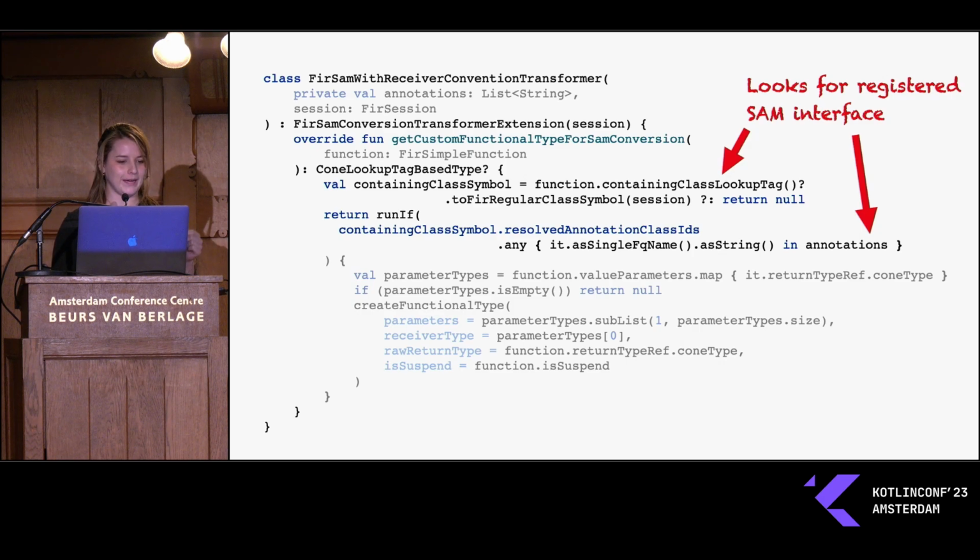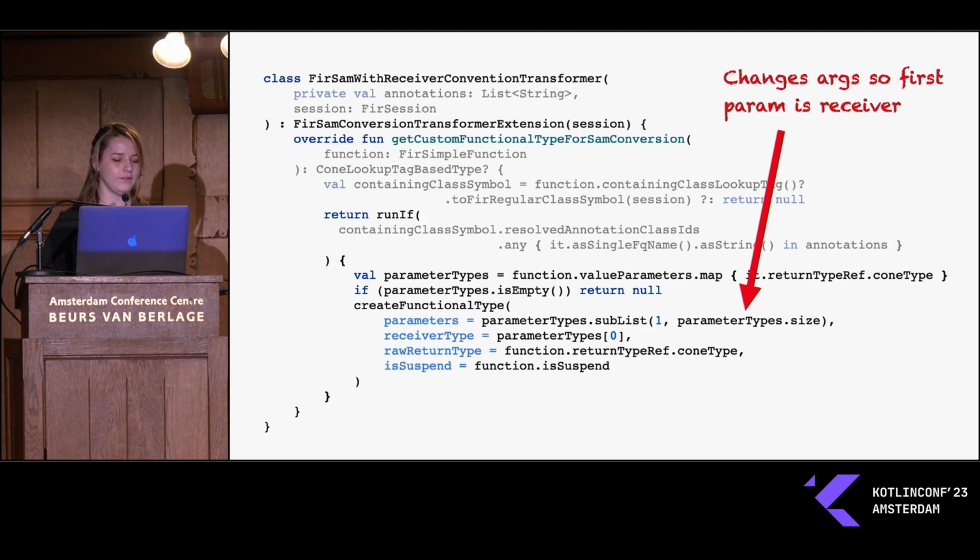So there's a lot going on here. We can see that annotations are being passed in. Then we have the get custom functional type for SAM conversion, and you can see that we're using cones to look up certain types. And the highlighted code with the containing class symbol, you take a look at the FIR regular class symbol and you check to see if there are functions with that annotation that we're looking for. So this is how we are able to, at the resolution level, try to locate where the SAM with receiver one might be located. So this is kind of where we're at. And then we have the run if. Once we have located that annotation, we're going to make sure that it matches the names that we're checking in. So this is how we locate that registered SAM interface.